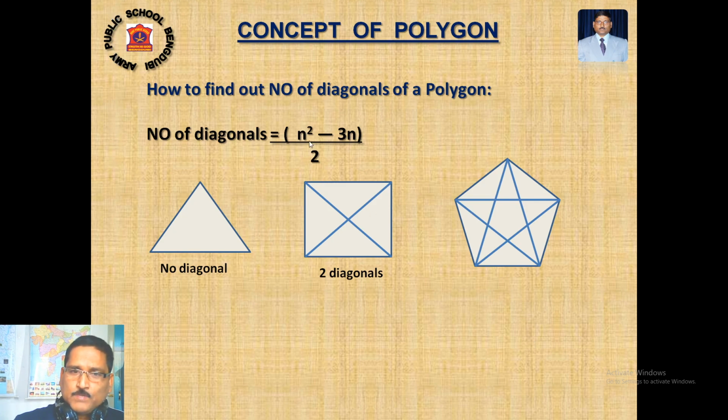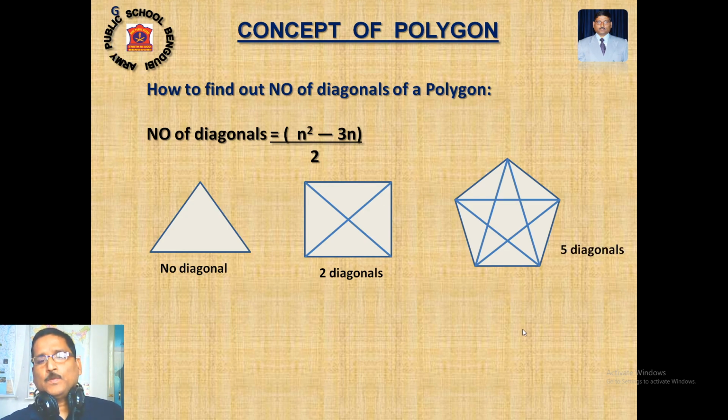You can apply this formula also. Pentagon means 5. 5 square is 25, minus 3 into 5, which is 15. 25 minus 15 is equal to 10. 10 divided by 2 is equal to 5. That means in case of a pentagon, the number of diagonals is 5.